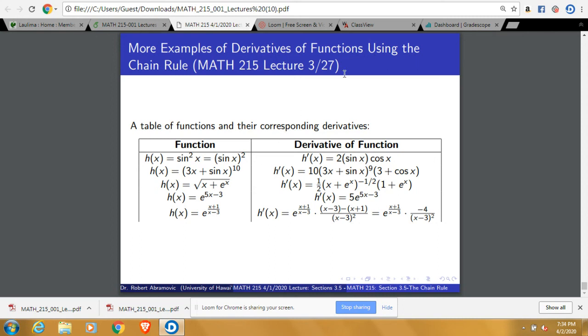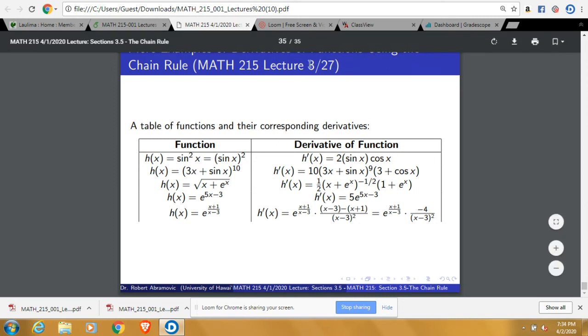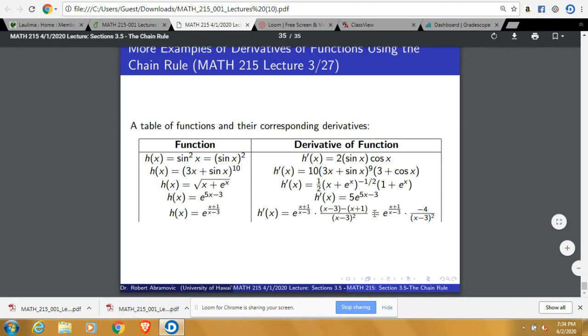So this isn't accurate. This should have been April 1st, not March 27th. Okay, so we'll see a little bit more about the chain rule later on. We'll apply this to logarithms on Friday's lecture. Don't forget about your quiz also on Friday. It's April 3rd.